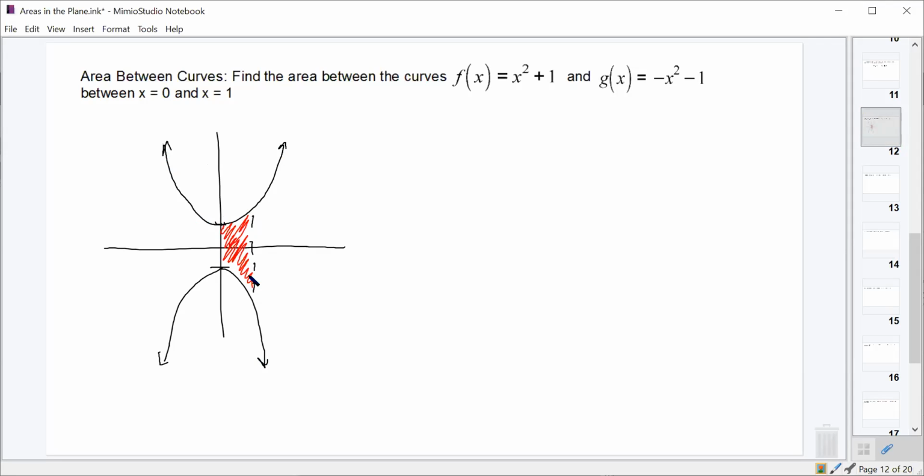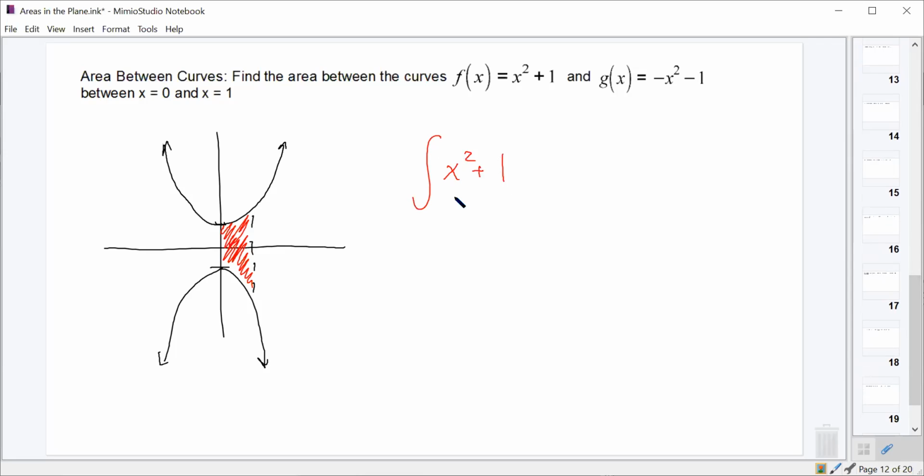And is one function always above the other function on that entire interval? Yes. Which one is always above the other one? x squared plus 1. So we will do the integral from 0 to 1 of x squared plus 1 minus, and make sure you put your second function in parentheses, so minus negative x squared minus 1 dx, which will give us the integral from 0 to 1 of x squared plus x squared, so 2x squared, and 1 minus negative 1, or plus 2. Everybody good with that setup?